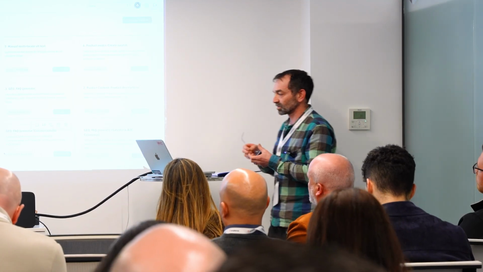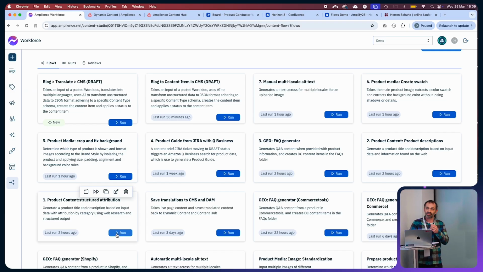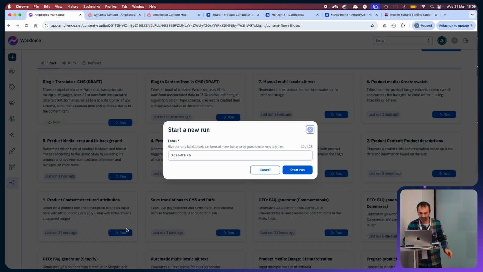So I'm going to be showing a few examples now. The first one I want to show is the product data examples. I'll kick off a run, which is what we call an iteration of a flow, and then I'm going to explain what's happening.